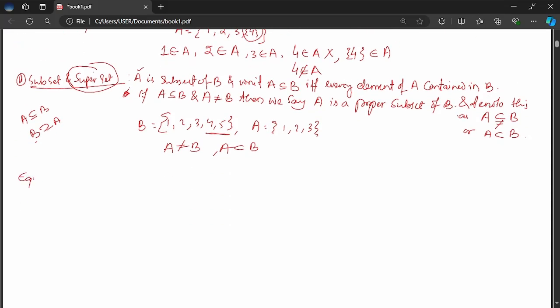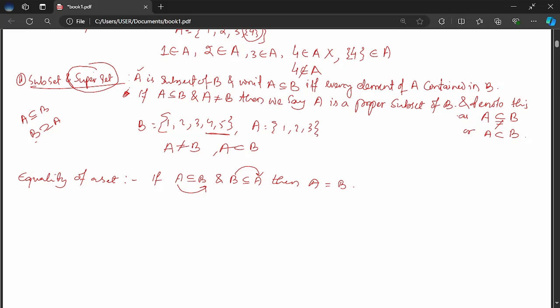Equality. If A is a subset of B and B is also a subset of A, then A and B are equal. If every element of A is contained in B and every element of B is contained in A, then I say A is equal to B. A set equal to B.